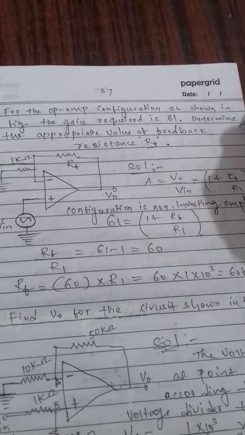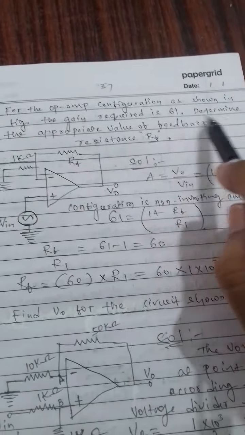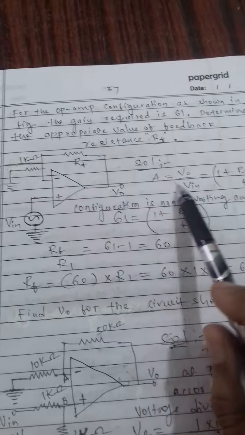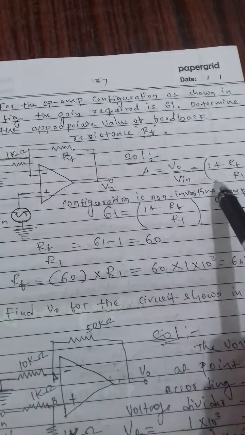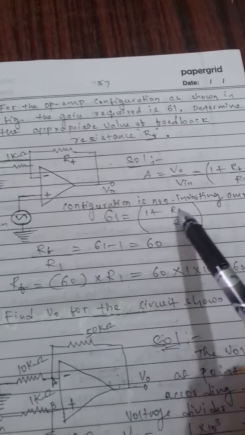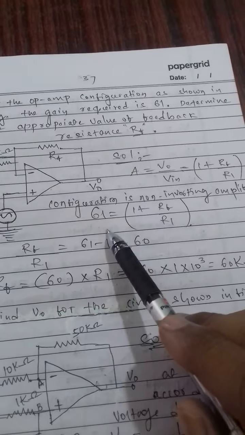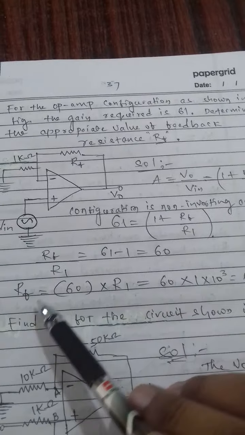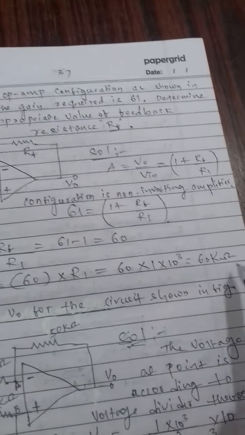For the op-amp configuration as shown in the figure, gain required is 61. Determine the appropriate value of the feedback resistance. The solution is that A is equal to output upon input voltage, 1 plus RF upon R1. The configuration is a non-inverting amplifier, so 61 is equal to 1 plus RF upon R1. 61 minus 1 is 60. RF is equal to 60 kilo ohms.